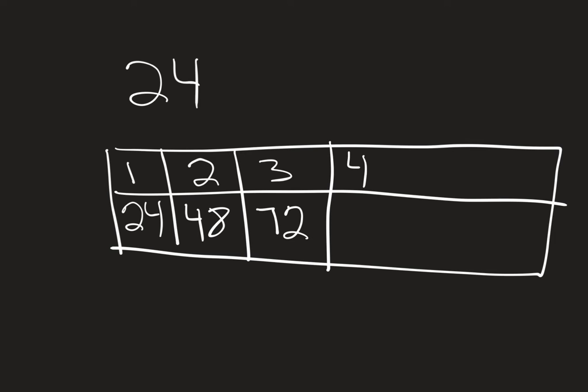All right, so to go to 4, I've got a couple of different ways I can do it. I could add the 1 and the 3 together. That would be 4. That's easy. That's 96. I could also go back to that 2 and double that and go to 96. And that's usually the way that I do that.